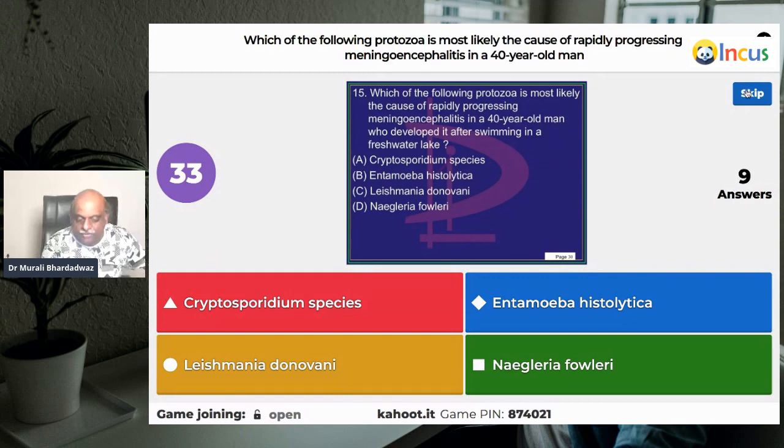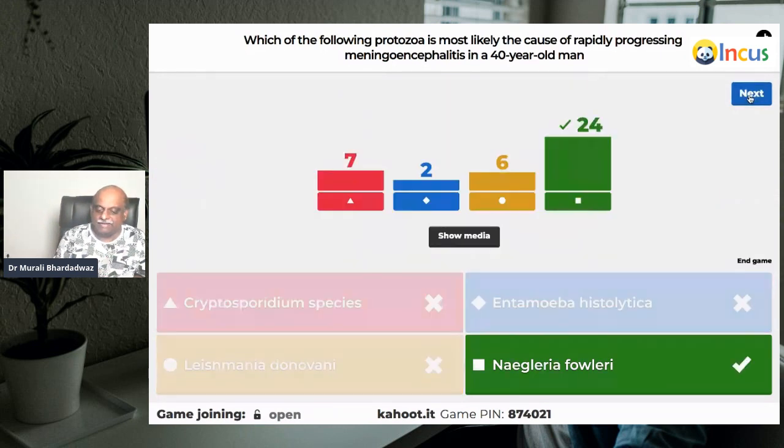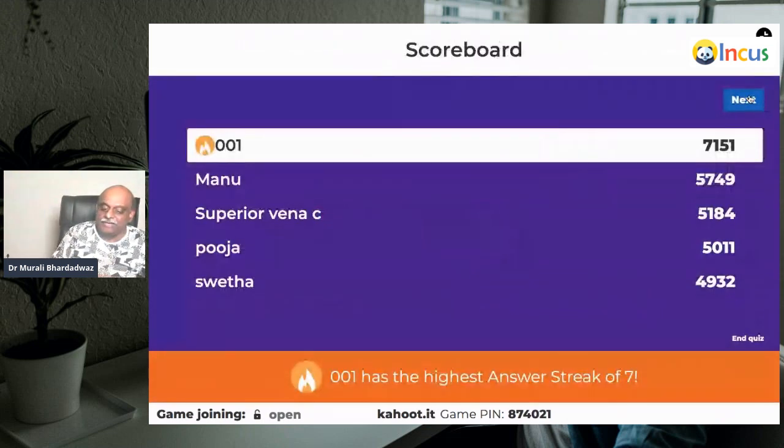So, rapidly progressive meningoencephalitis, a 40-year-old man who developed it after swimming in a freshwater lake. What is the most likely organism responsible given that history? Very good. 24 of you are right. Naegleria fowleri is the organism that you need to remember.